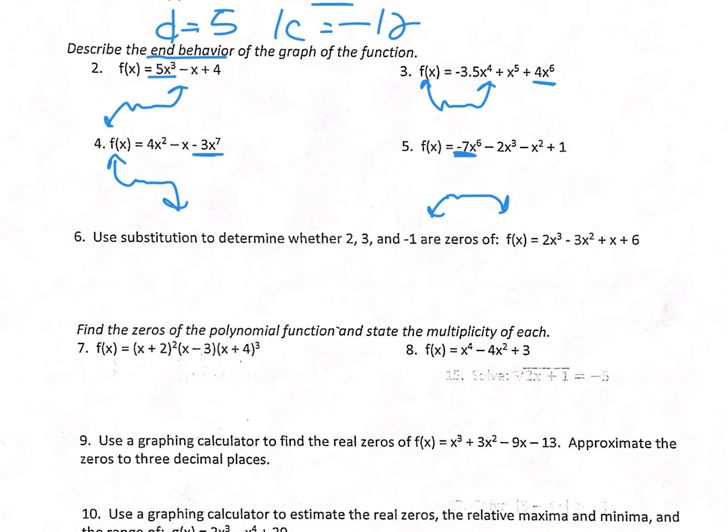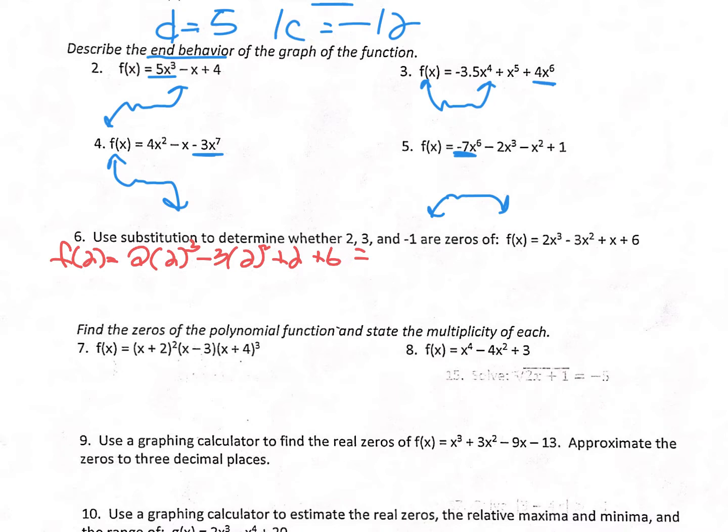Number 6 says use substitution to tell if these are zeros. So all you're going to do on this one is plug the 2 in for x. It's about to get loud on my iPad. Sorry about this, but this is the best way. So you're going to plug 2 in. You do f of 2. It's going to give you 2 times 2 cubed minus 3 times 2 squared plus 2 plus 6, and see if you get 0. That's 16.